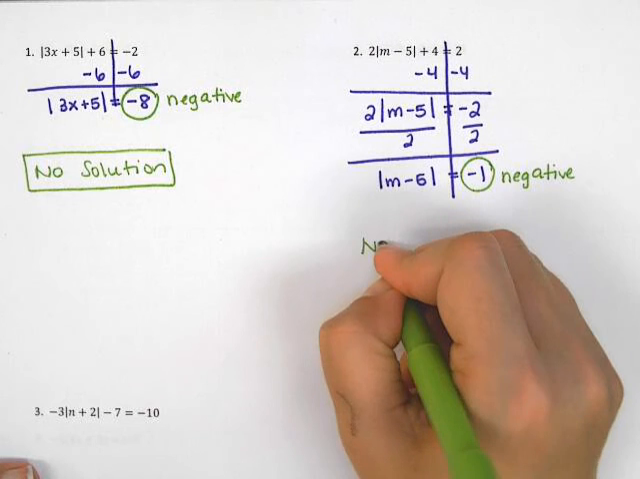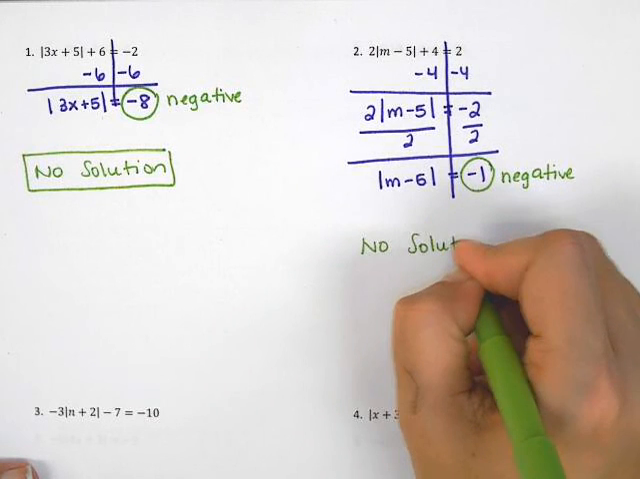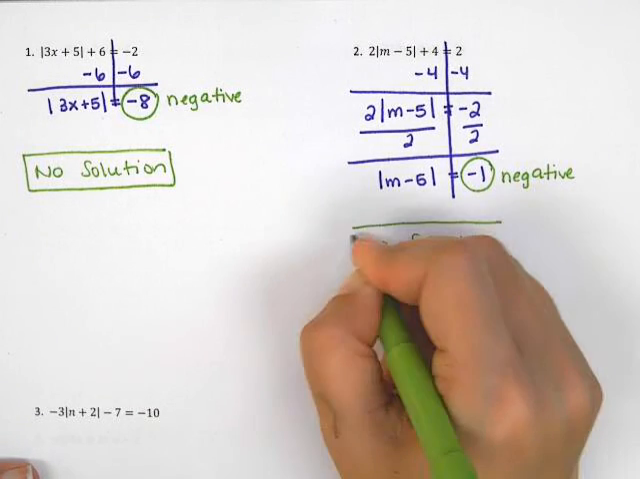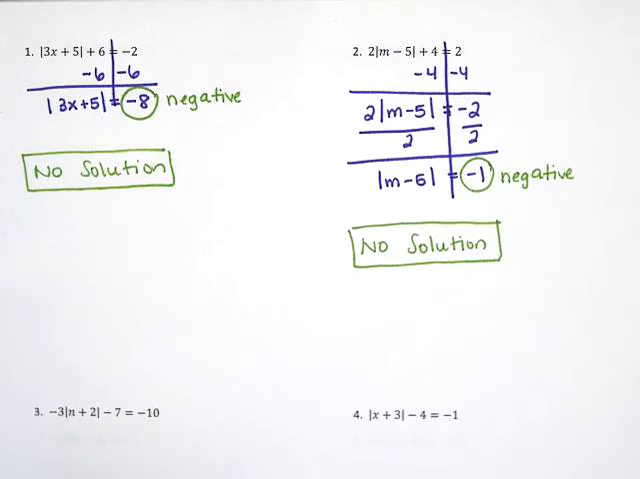So the answer here would be no solution. Now, I will tell you that one mistake that students often make is that they try to determine whether there is no solution or not too soon.